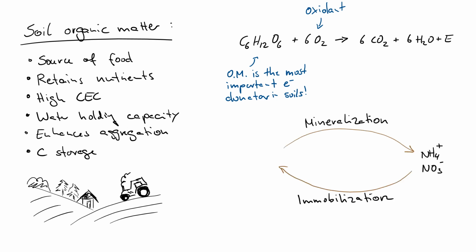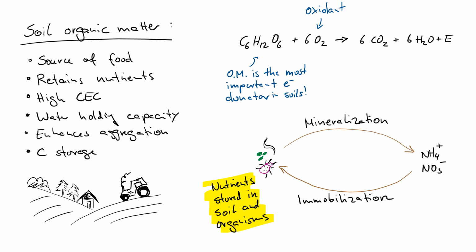So we take some of those nutrients, we mineralize them, we make them available, and then they can be taken up again by plants and can be immobilized. So mineralization frees up nutrients, makes them usable to plants, also makes them mobile in soils, and immobilization stores them as organic materials or as part of the living organic matter in soils.